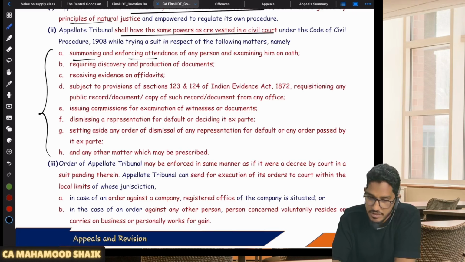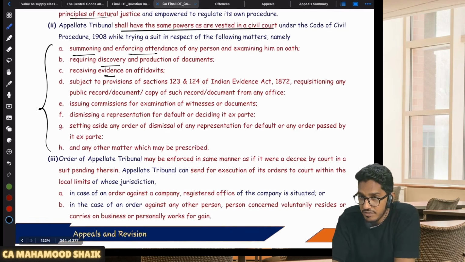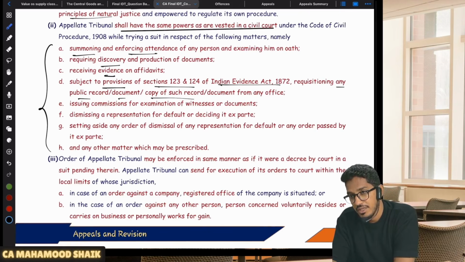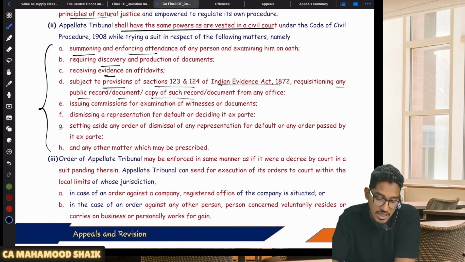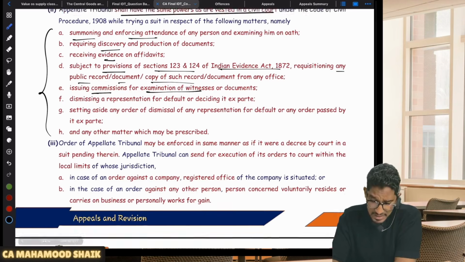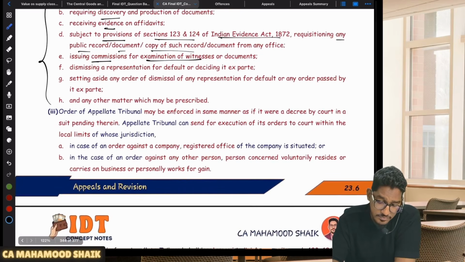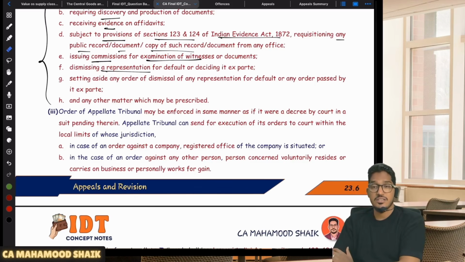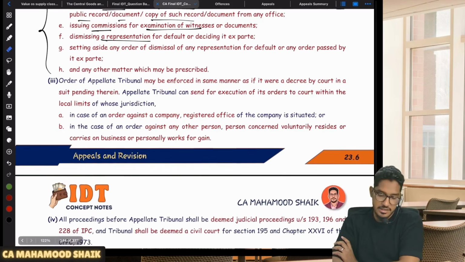Summoning and enforcing attendance of any person, requiring discovery and production of documents, receiving evidence on affidavits, and subject to provisions of sections 123 and 124 of the Indian Evidence Act, requisitioning any public record, document, or copy of such record or document from any office. From any of the offices, they can gather the information. Issuing commissions for examination of witnesses or documents, and dismissing a representation for default or deciding it ex parte. If any default is there, they can cancel the representation and they can take the decision ex parte, without hearing the other party.